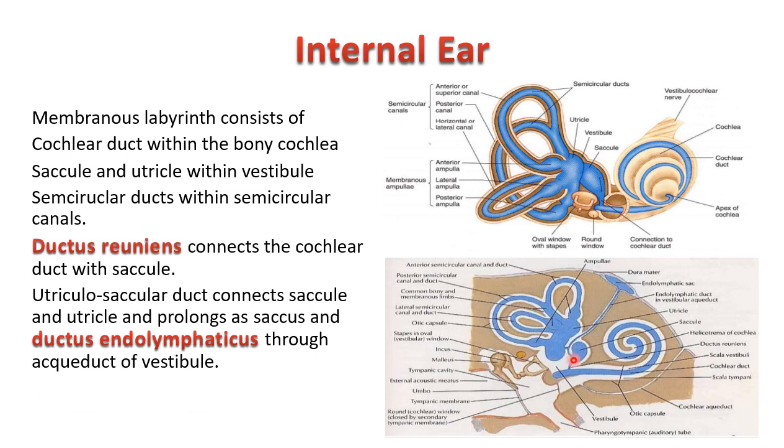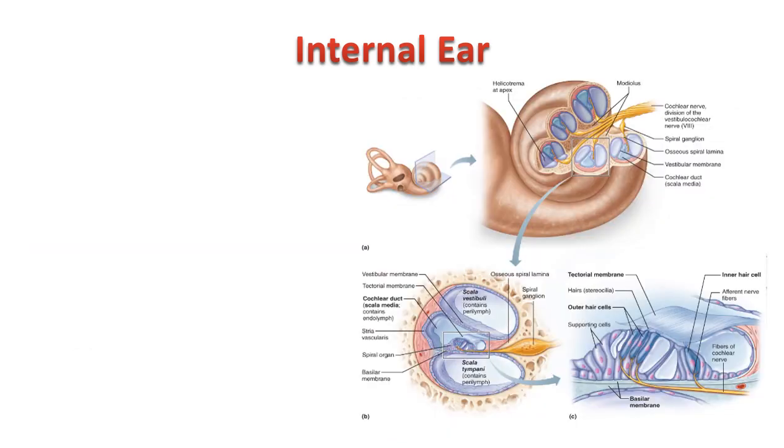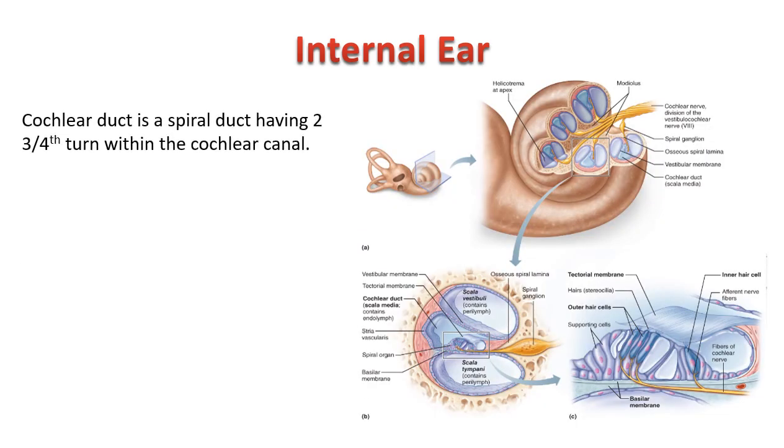Then the utricle and the saccule are connected by the utriculosaccular duct. That is the utriculosaccular duct, which is Y-shaped with two limbs, and that is the stem of the Y, which continues as the ductus endolymphaticus within the aqueduct of the vestibule. Inside this bony aqueduct of the vestibule, you see the ductus endolymphaticus, which ends as a blind sac, the saccus or endolymphatic sac.